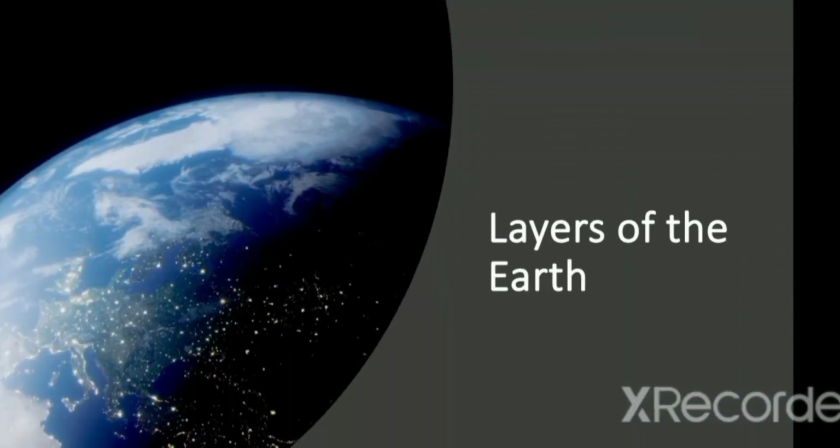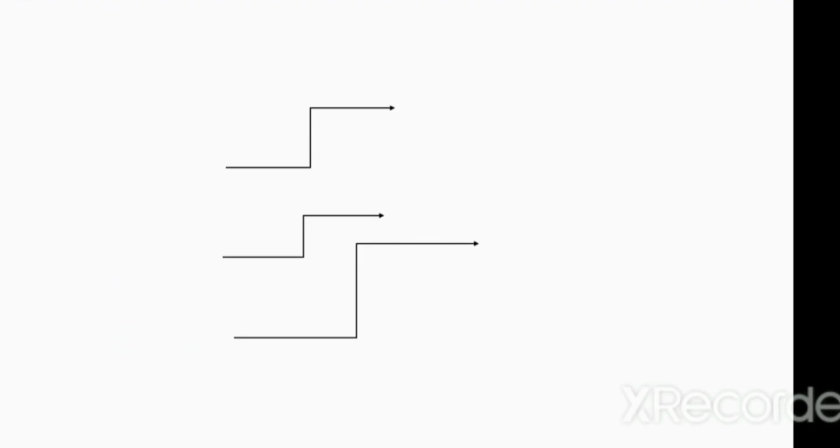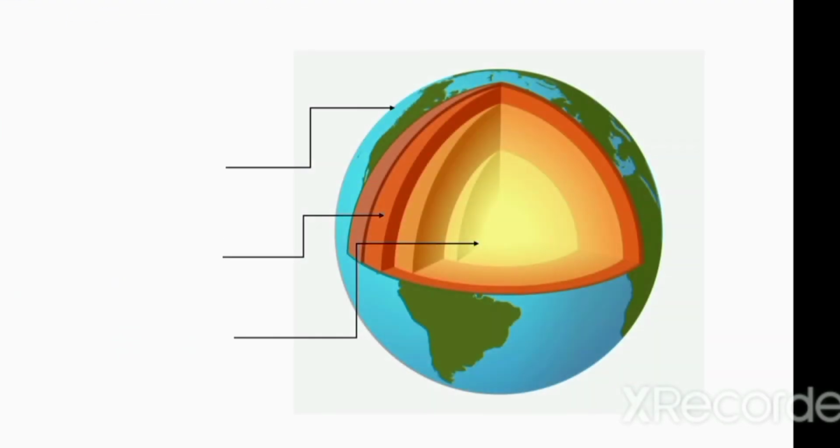Layers of the Earth. Let's begin. Our Earth is made up of three layers: crust, mantle, and core. Crust, mantle, and core. These are the three layers of the Earth. Now let's study them one by one.